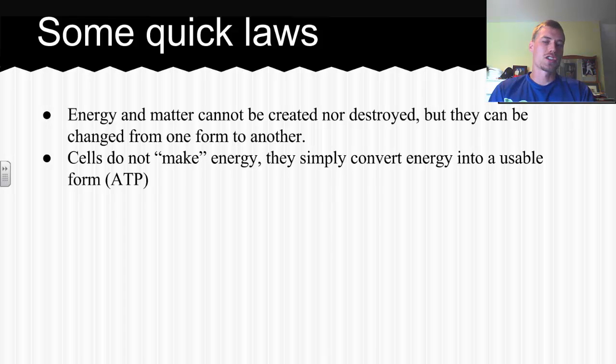First of all, just a little reminder, both energy and matter cannot be created nor destroyed, but they can be changed from one form to another. And because of this, cells are not necessarily making energy. That's kind of a misnomer. What they're really doing is converting energy from one form into another, and the form that's actually usable within themselves is ATP.